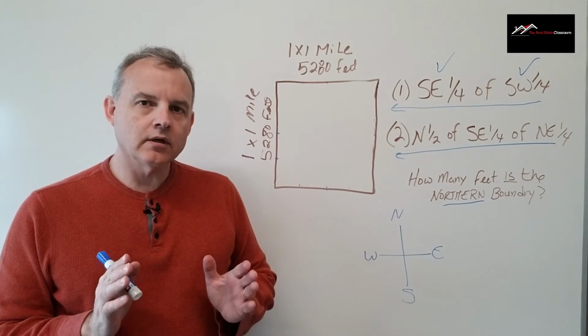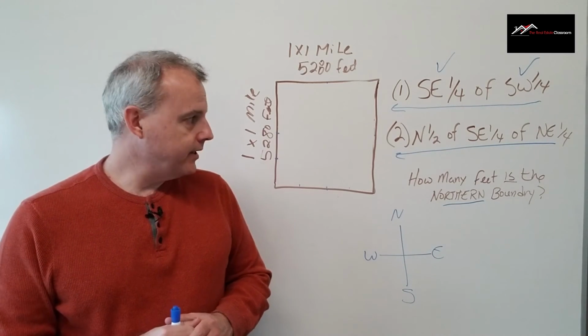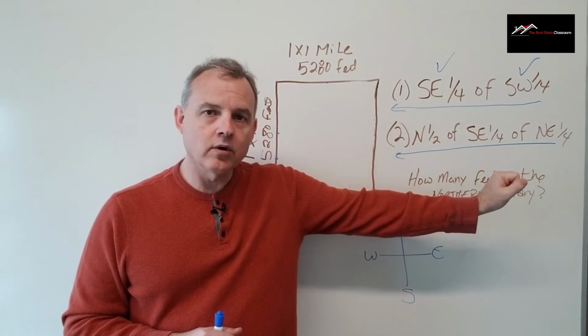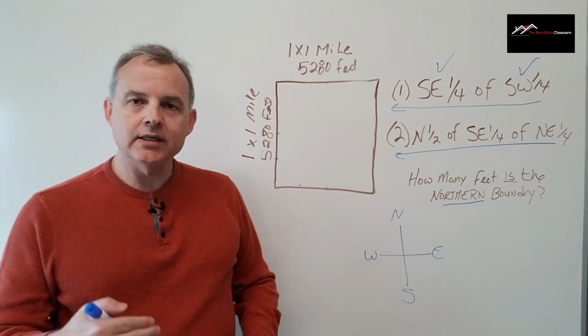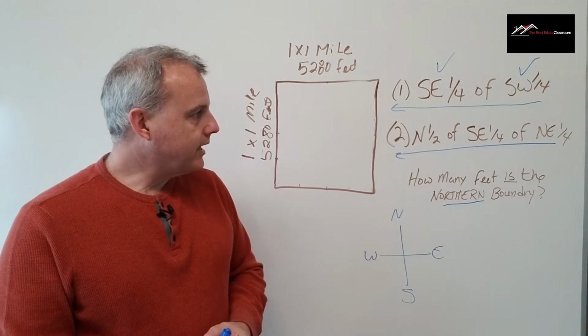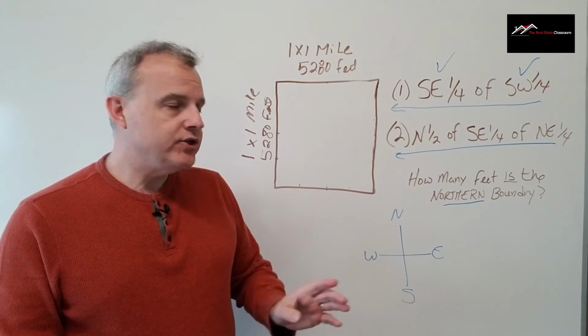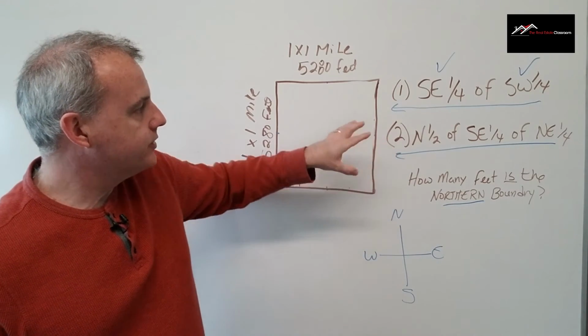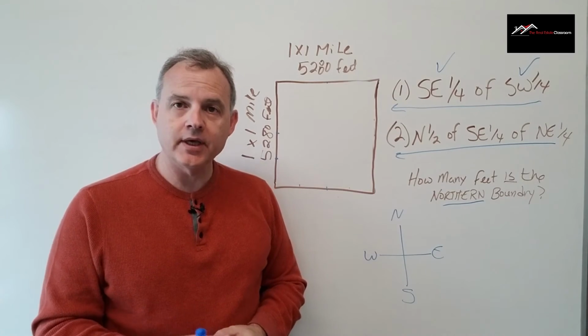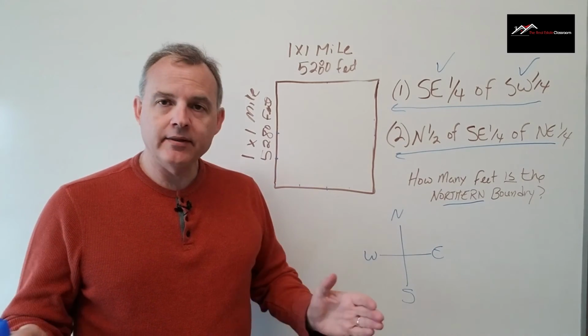All right, so let's work our second problem here. The north half of the southeast quarter of the northeast quarter, the northern boundary contains how many linear feet, or how many feet? So to calculate this, number 1, we have to find the geographical location of this legal description within this section of land. That's the first thing. Then we're going to calculate the feet.